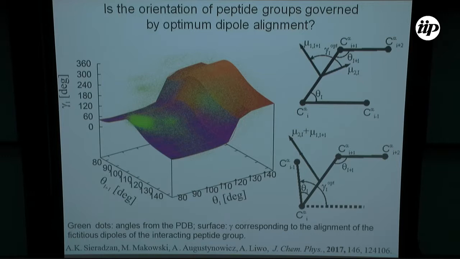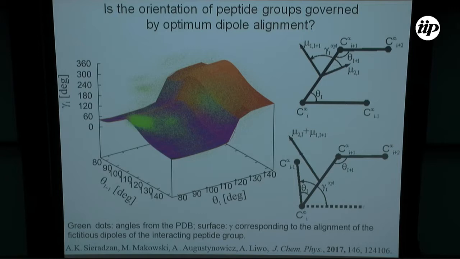So there's one gamma angle that maximizes the resultant dipole moment. Of course, this is a fictitious dipole moment, but this would maximize the resultant dipole moment, which would maximize the electrostatic interactions. And we find out that this optimal gamma depends on theta 1 and theta 2. And if we now superpose the points from the PDB, we find out that the respective surface very closely intersects these points. So this means that this surface was computed from the ab initio energy map of terminally blocked alanine. There was no fitting involved.